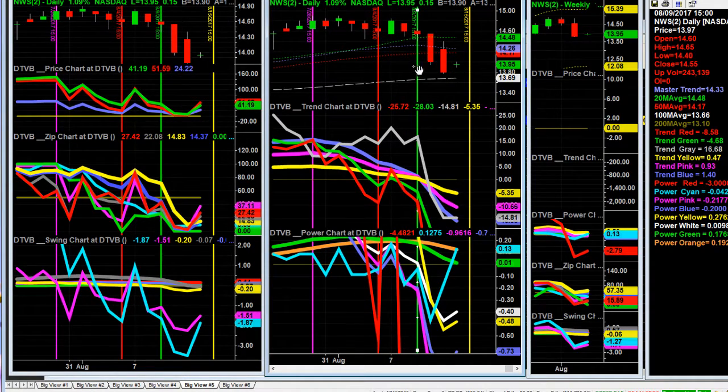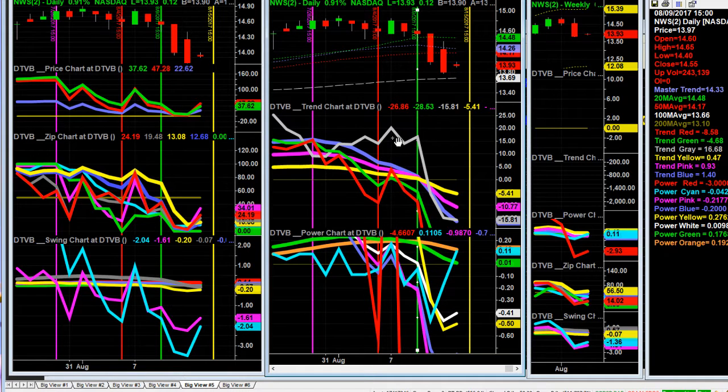I've taken off some of the band lines on the chart so we'd have a little more visibility. And there's some dashed lines. The green is the 20 moving average. The blue is the long-term moving average. The red dash is the 50 moving average. The white is the 100 moving average.